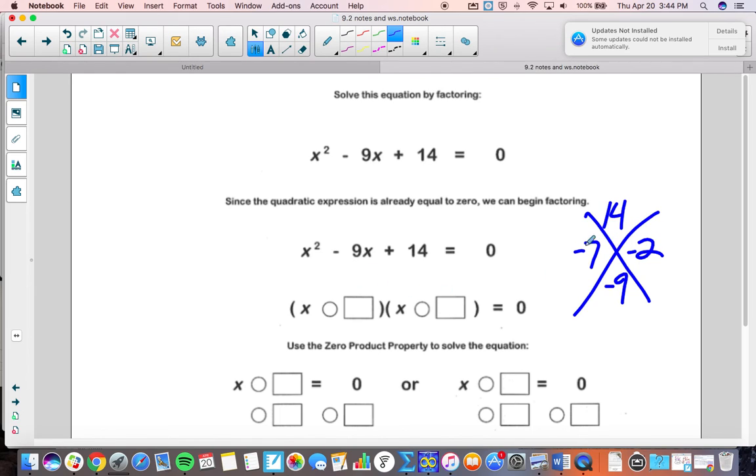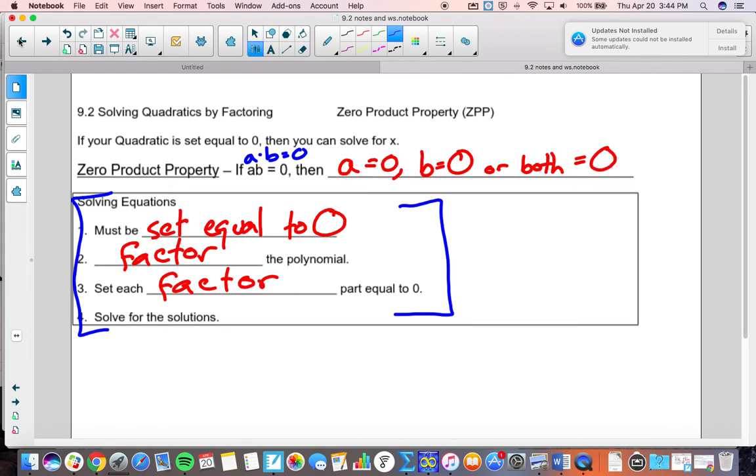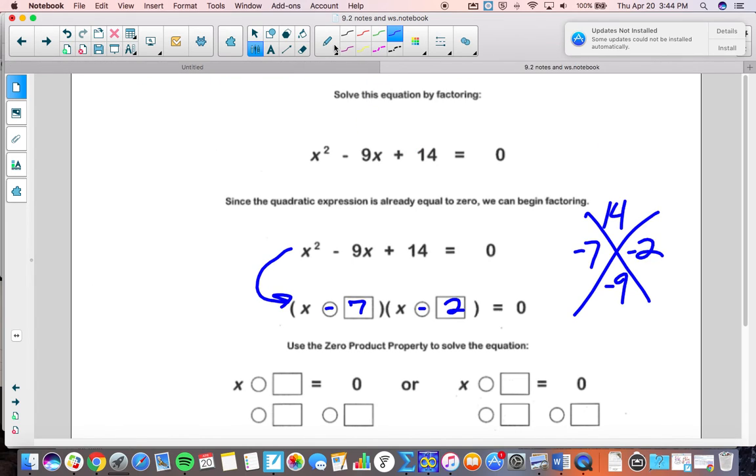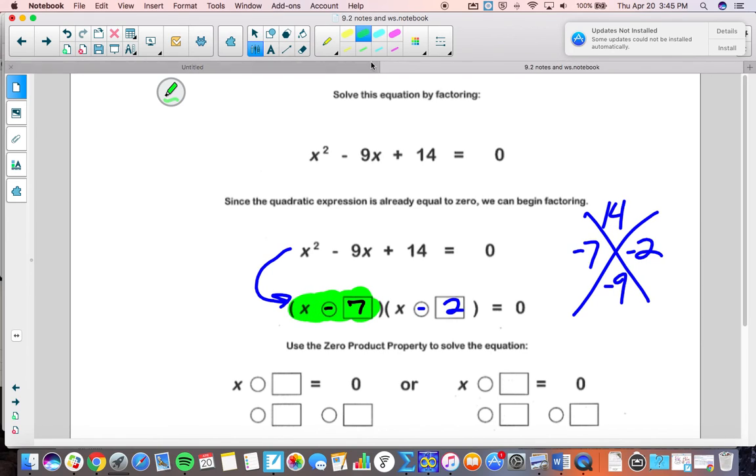So I can now take these answers from my diamond and place them right inside of our factored form. x minus 7 times x minus 2 equals 0. This is equivalent to that. Here we have standard form. Here we have the equivalent of it in factored form. So after we factor, we're going to set each factor part equal to 0. I have 2 factor parts here. This is one of the factors, the x minus 7. And that x is just as important as the numbers. I know when we do these diamonds, we really focus on the numbers, but it's important that the x is there with it. And x minus 2 is the other factor.